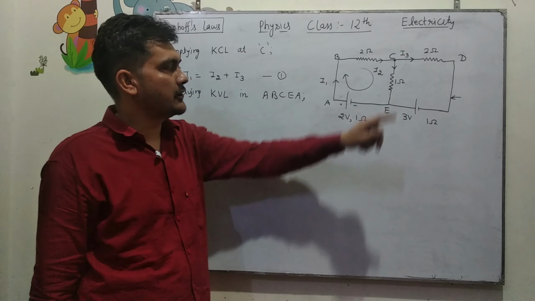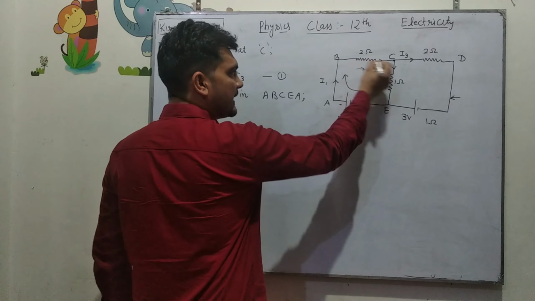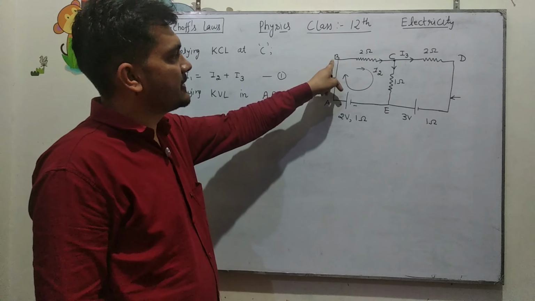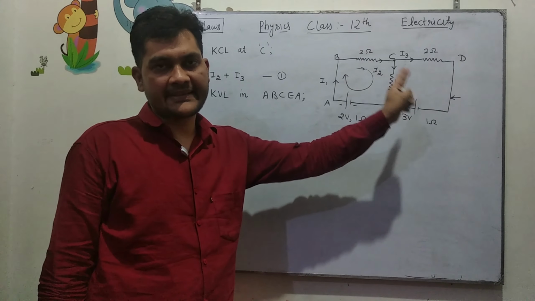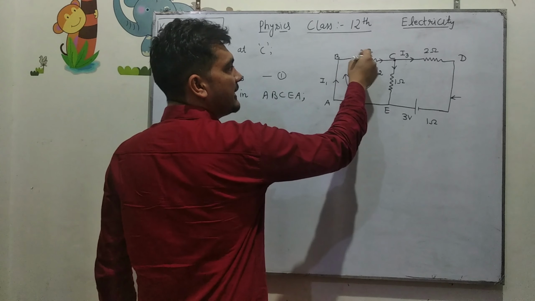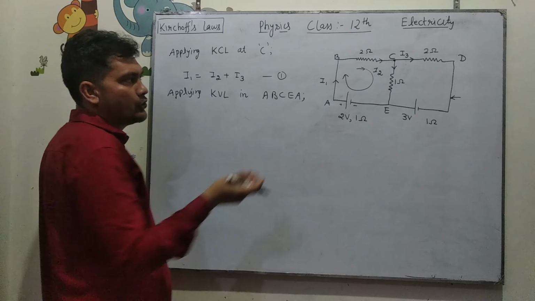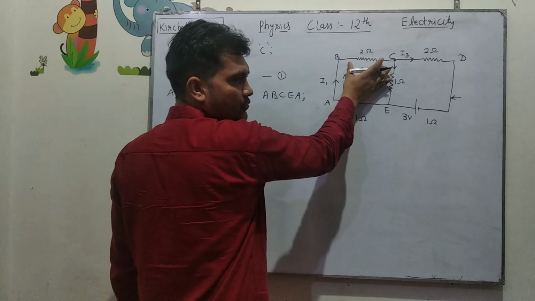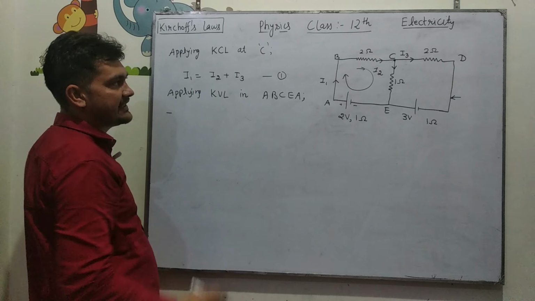Now, B to C. You are moving from B to C, and the direction of current is also from B to C. It means the loop direction and the direction of current are the same. Therefore, there will be a drop of potential across this 2 ohm resistance. There is a drop of potential because while moving in the direction of current, there is some drop of potential across this resistance. So drop of potential is represented by negative sign.